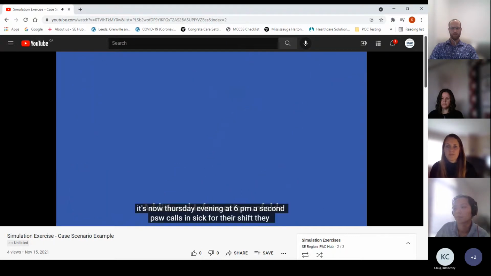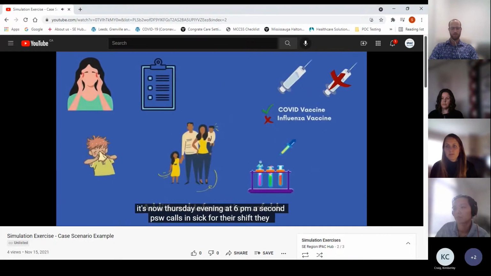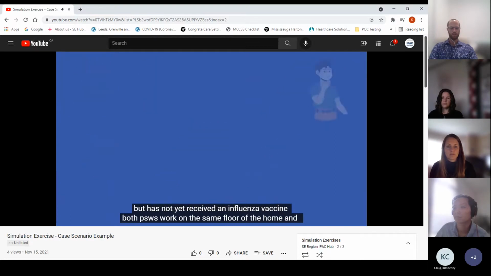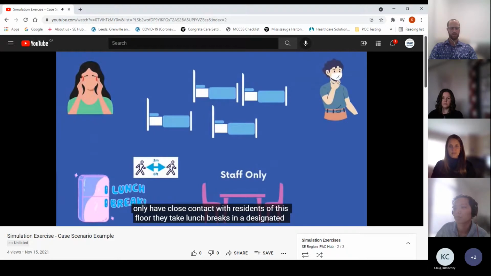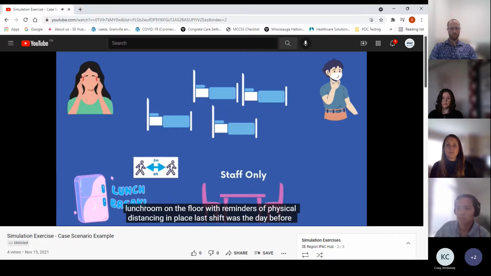It's now Thursday evening at 6 p.m. A second PSW calls in sick for their shift. They have a low-grade fever and a cough. Their child, who attends daycare, has similar symptoms. The PSW's entire family is seeking testing. This PSW has been fully vaccinated against COVID-19, but has not yet received an influenza vaccine. Both PSWs work on the same floor of the home and only have close contact with residents of this floor. They take lunch breaks in a designated lunchroom on the floor with reminders of physical distancing in place. Last shift was the day before.